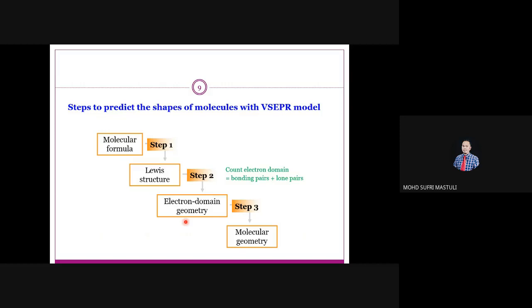Electron domain of 3 is trigonal planar. Electron domain of 4 is tetrahedral. Electron domain of 5 is trigonal bipyramidal. Electron domain of 6 is octahedral. From the electron domain geometry, and then last, we can decide what the molecular geometry is. So at this point, you should remember that electron domain geometry is not the same as the molecular geometry.